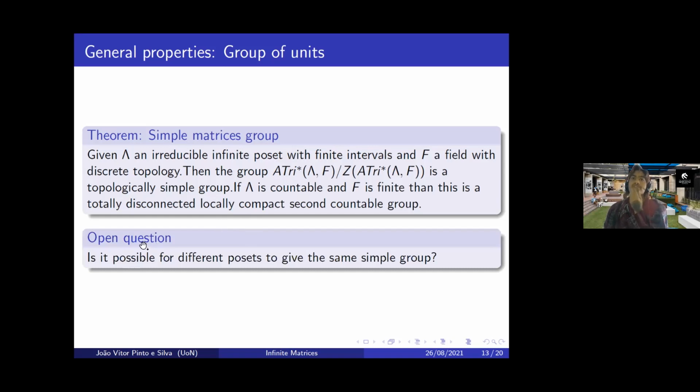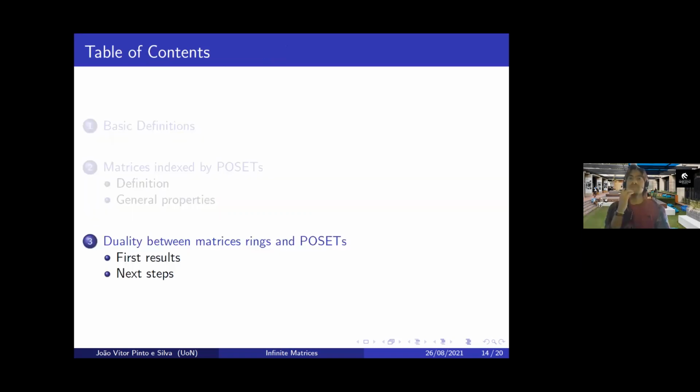And an open question that I still want to work on, and it's also related to why I'm working on the duality problem now, is: can I solve the isomorphism problem for these matrices? Is it possible for different posets to give the same simple group, or will they always give different simple groups? And with this, I think we are done with the matrices and the ideas.